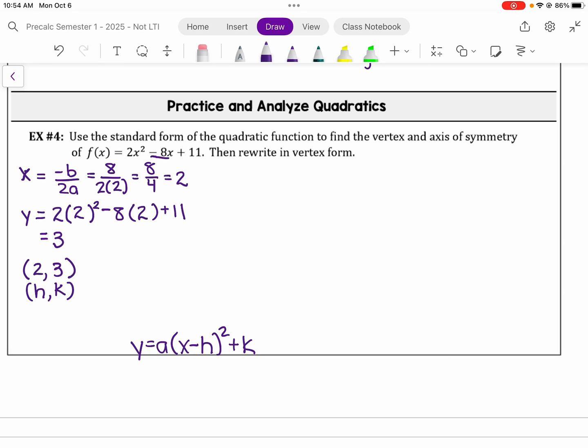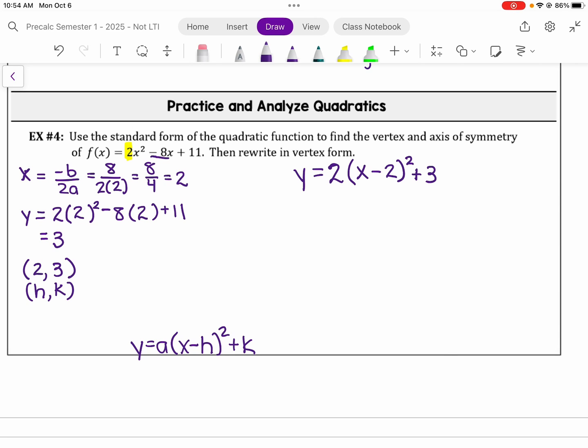So I am now ready. A is what A was to begin with. So what was A here? It was 2. So A still stays 2. And then I have x minus h, so that's x minus 2, quantity squared plus k, so plus 3.